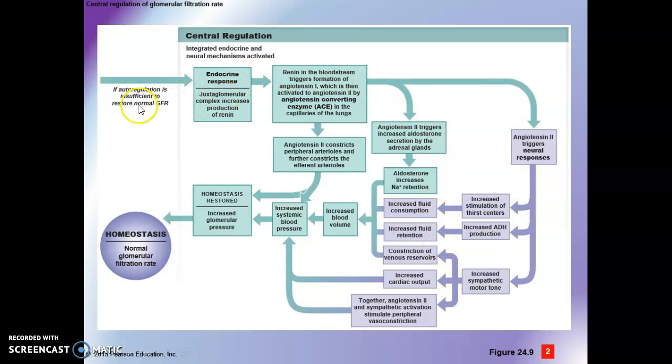If autoregulation is insufficient to restore normal glomerular filtration rate, the endocrine response is that the juxtaglomerular complex will increase production of renin. Renin in the bloodstream triggers formation of angiotensin 1, which is then activated to angiotensin 2 by angiotensin converting enzyme in the capillaries of the lungs. Angiotensin 2 triggers a neural response. Angiotensin 2 triggers increased aldosterone secretion by the adrenal glands, and angiotensin 2 constricts the peripheral arterioles, further constricting the efferent arterioles.